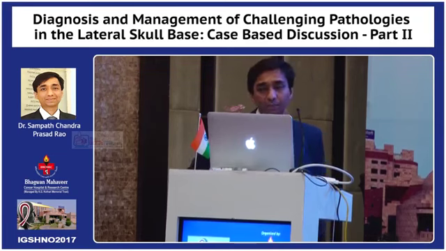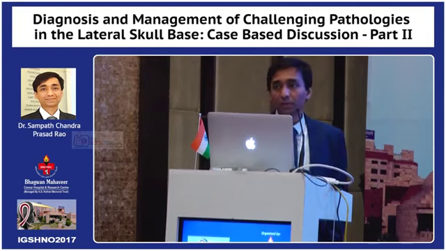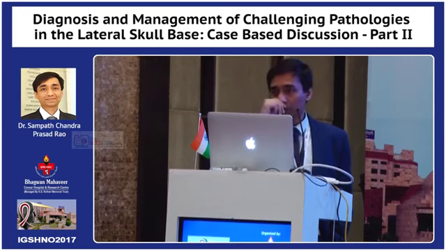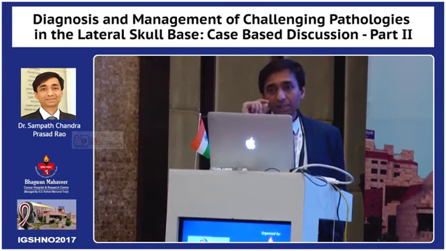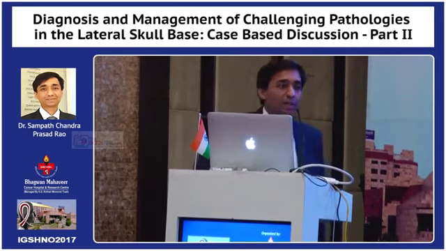I studied the scans quite well. This is just a picture. We don't have the time to really show it on a wide screen. So it is an intradural tumor going across, but less than 2 centimeters, so it's intradural 1. So what would be the surgical approach?